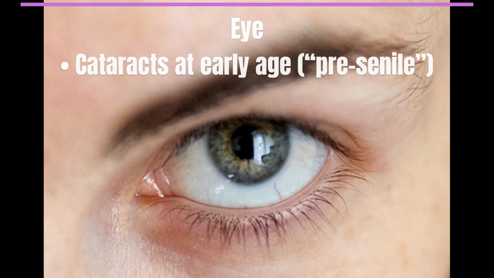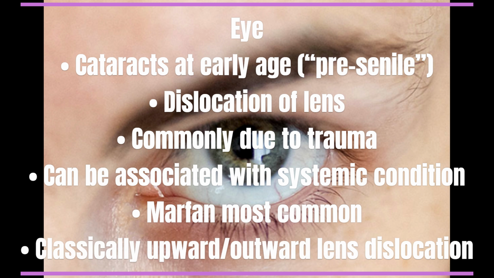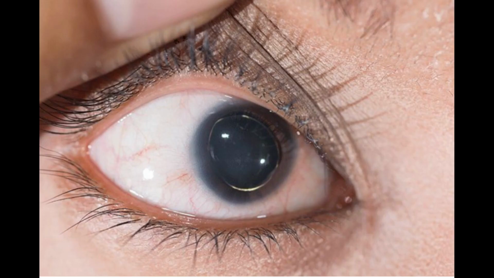There are a couple of eye findings in Marfan syndrome. Cataracts at an early age, that is, pre-senile. In addition, they can develop dislocation of the lens. It commonly occurs due to trauma, but sometimes can be associated with a systemic condition. The most common systemic condition associated with dislocation of the lens is Marfan syndrome. Classically, the type of dislocation in Marfan syndrome is the lens dislocated upward and outward.